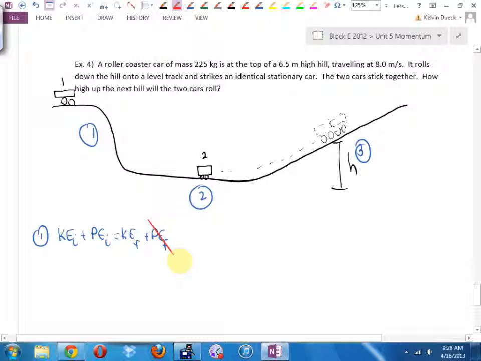I can do that. I can't cancel anything else because its initial kinetic energy isn't 0. It's already moving. Its initial potential energy isn't 0. It's starting up high. And I would like to find v final. So I think I'm going to go like this: a half m v initial squared plus m g h initial equals a half m v final squared.